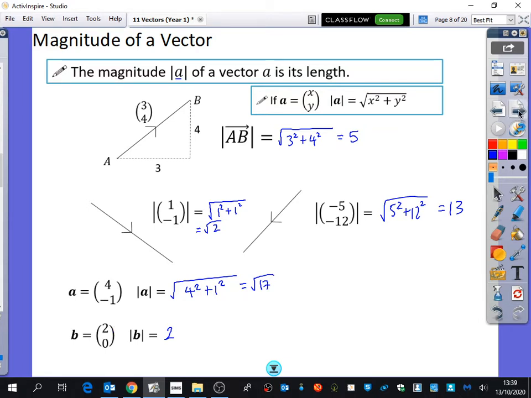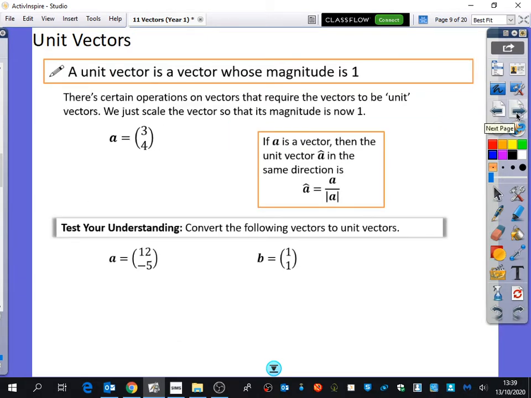So we're now going to talk about something that is linked to the magnitude of a vector, which is finding a unit vector. Now, when we hear the word unit, what does unit make us think of? 1. It makes us think of 1, okay? So we're talking about vectors that have something to do with 1. It says here that a unit vector is a vector whose magnitude is 1. In the previous questions, we came up with vectors that had length 5, root 17, 2, and things like that. But we're going to want to try and find out what a unit vector is.